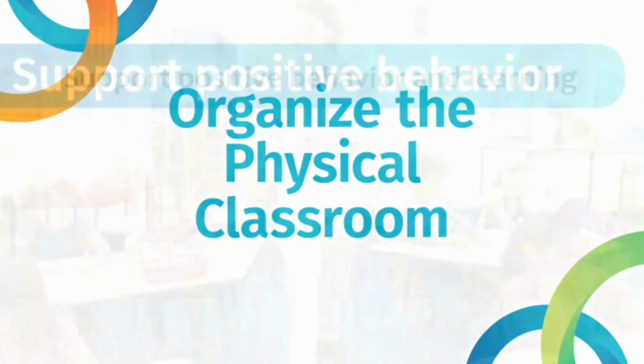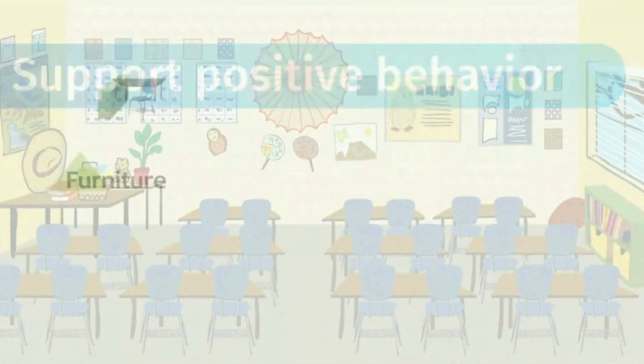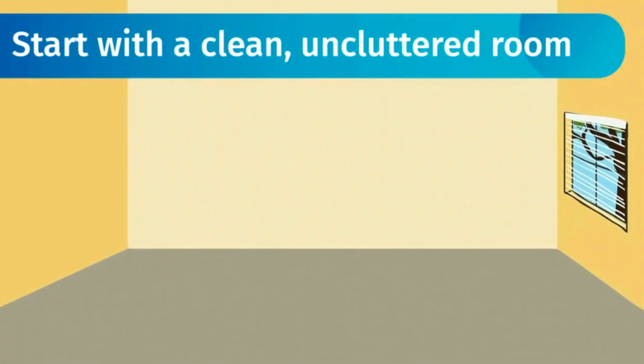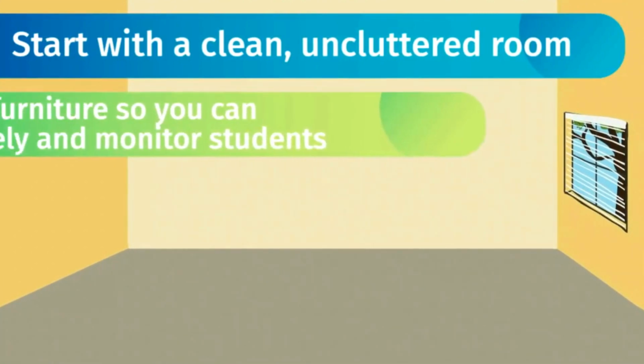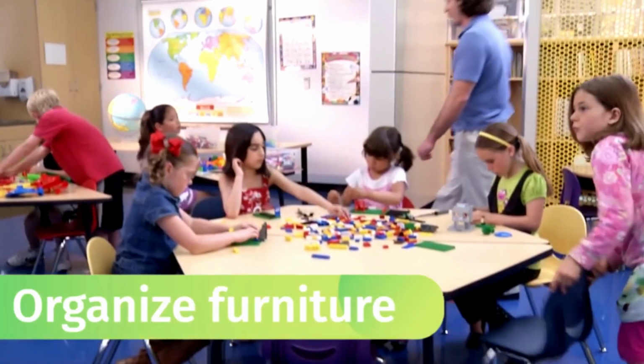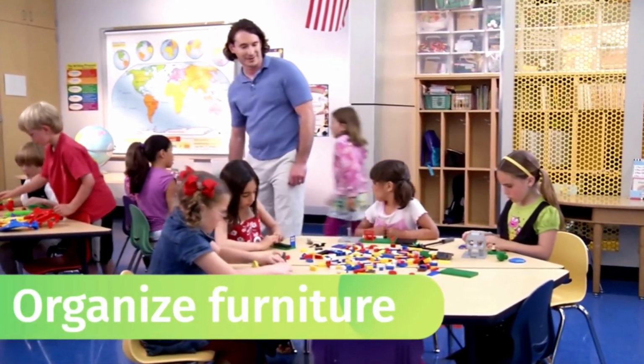Physical classroom. You can support positive behavior in learning by organizing classroom furniture, materials, and activities. To set up the classroom's physical environment, start with a clean, uncluttered room. Then, position desks, chairs, and bookshelves so that you're able to move freely and monitor students. This teacher has arranged the room so that he can see and reach all the students in the room.